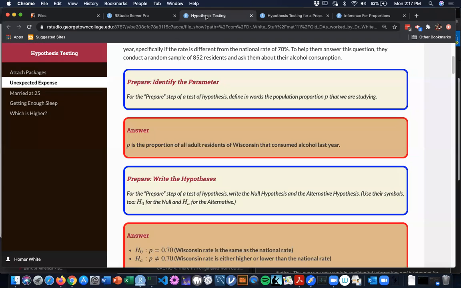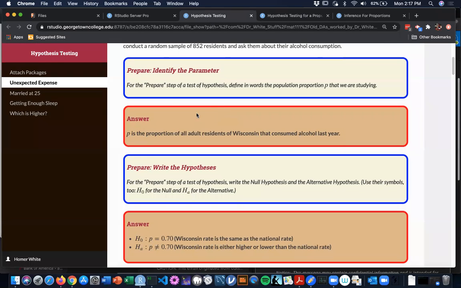And so here, we're addressing the first thing, identifying the population parameter. Well, that's just the proportion of all adult residents in Wisconsin that have consumed alcohol last year.